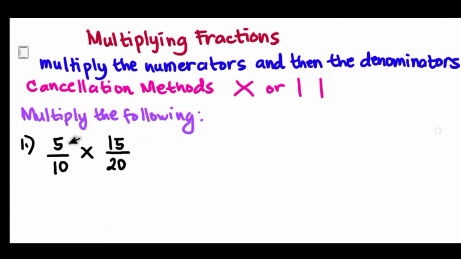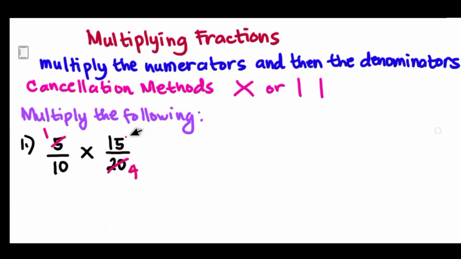Number 1, 5/10 times 15/20. So, check muna natin kung pwede tayong mag-cancel. Pa-X, ibig sabihin yung opposite. 5 and 20, meron pa pwedeng i-divide? Meron po, 5. So, 5 divided by 5 is 1. And then 20 divided by 5 is 4.